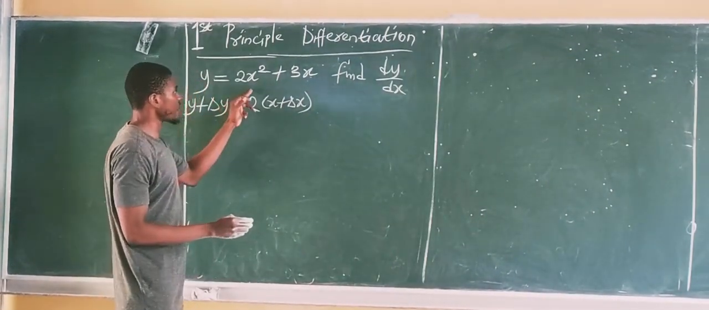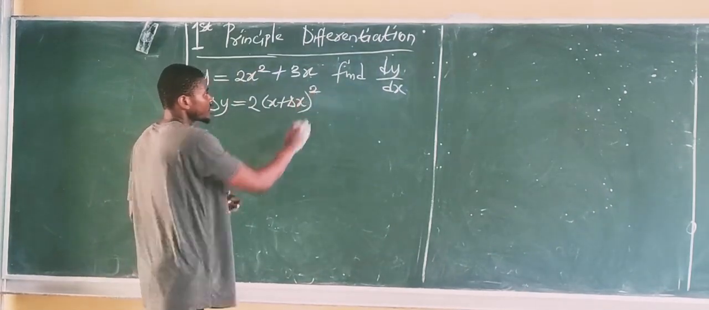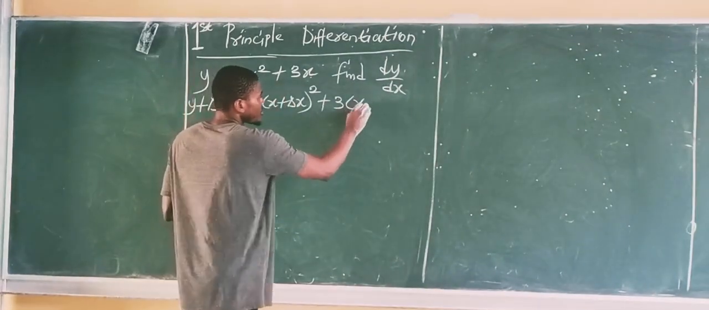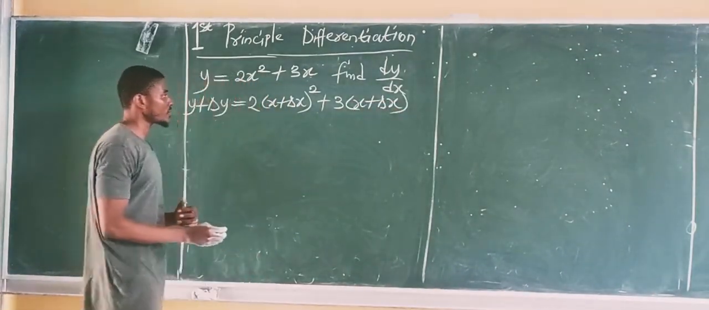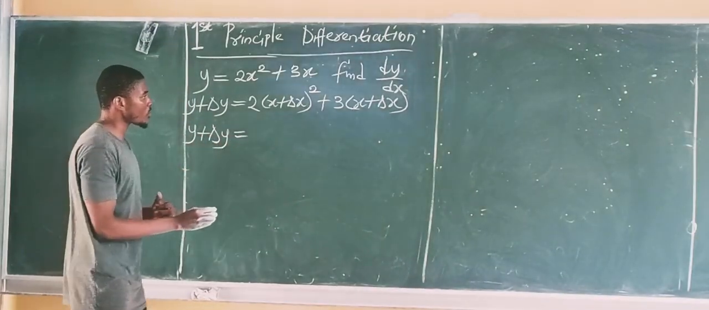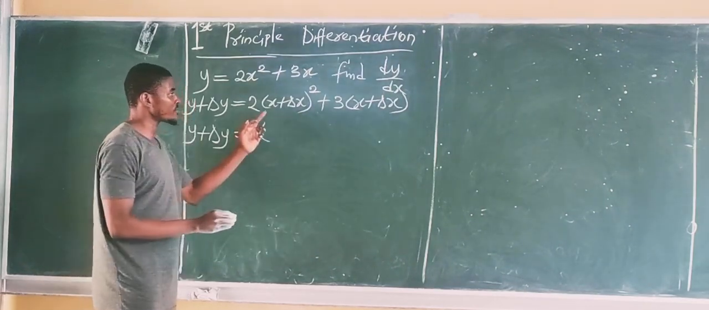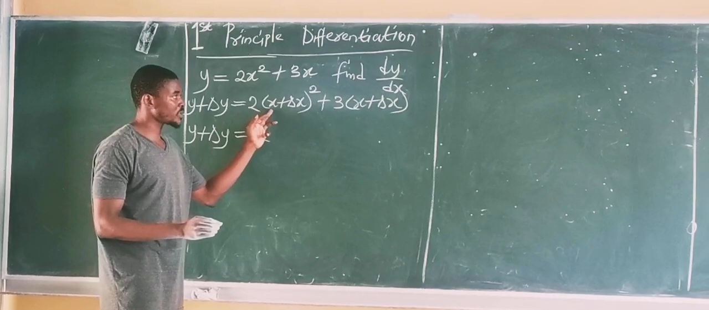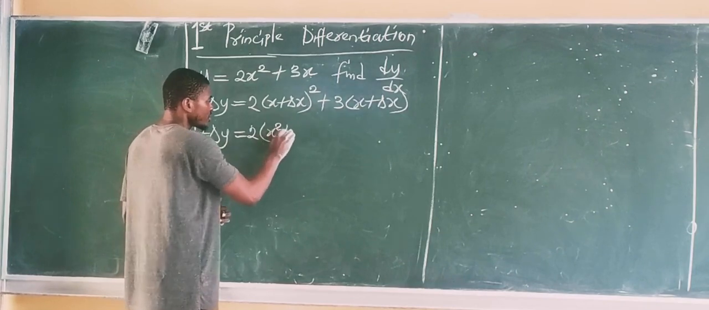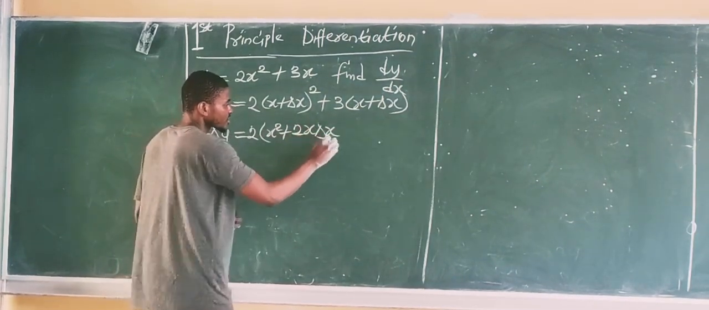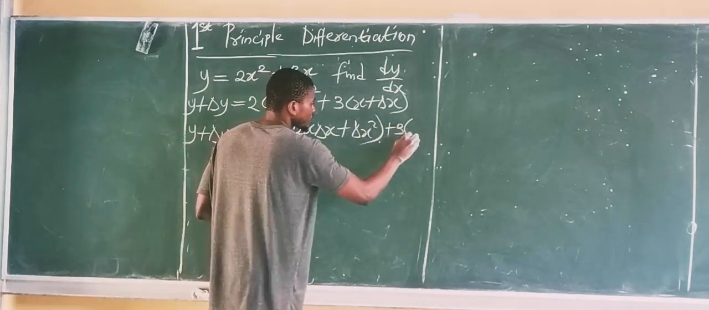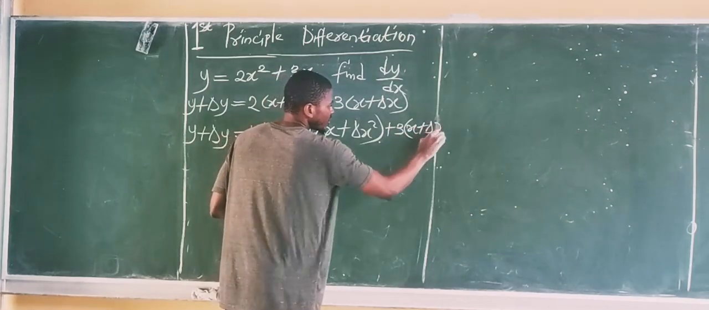But recognize that this is x squared, so I'll simply have to square this term, okay, plus 3 into, I will also increase x by change in x. So I'll have that y plus change in y is now equal to 2 times... Of course, in the previous video, we expanded x plus change in x squared, so do well to look at the previous video. But this expansion is simply going to give us x squared plus 2x change in x plus change in x squared, alright, plus 3 into x plus change in x.